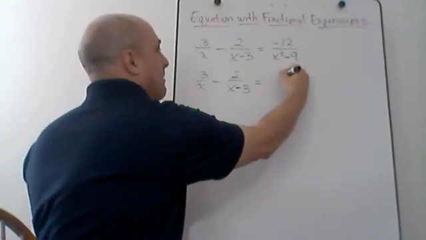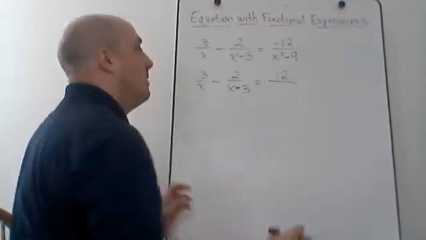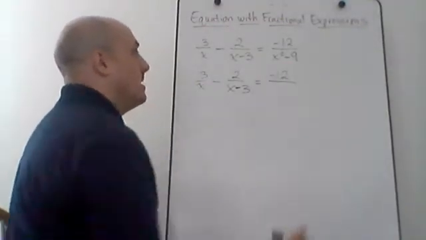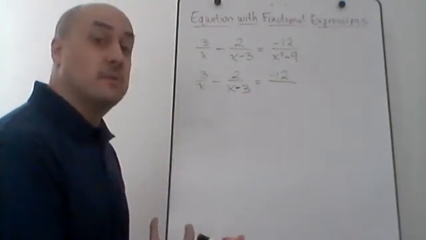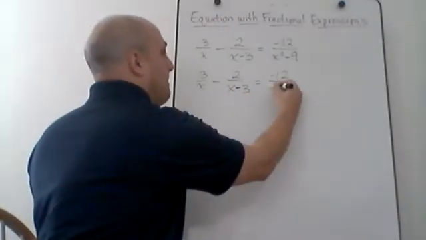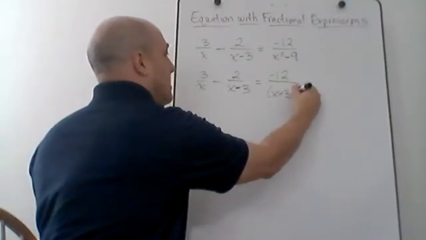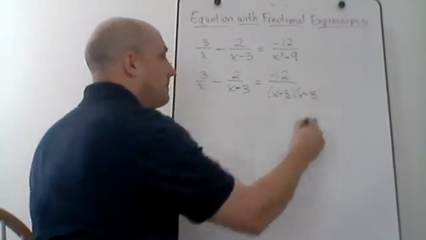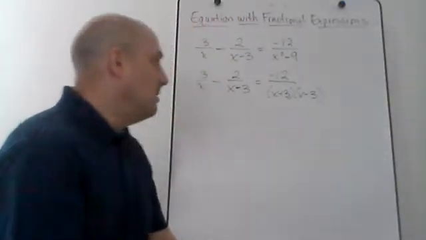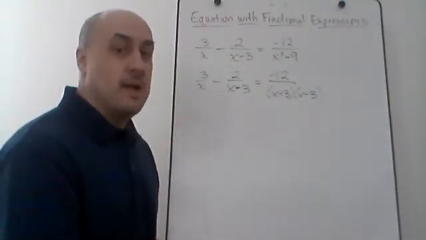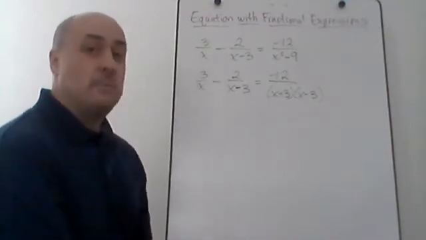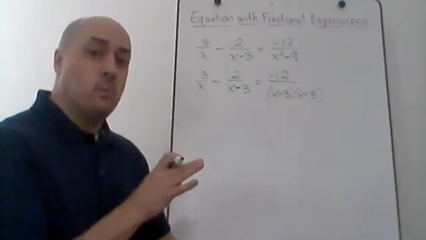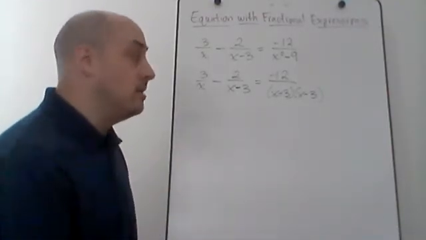But this fraction on the right side, this negative 12 over x squared minus 9, I can factor the x squared minus 9. That is a difference of squares, and so that factors into x plus 3 times x minus 3. So we factor whatever denominators are able to be factored, and then we put together our common denominator by taking one of each factor that we have in our denominators.